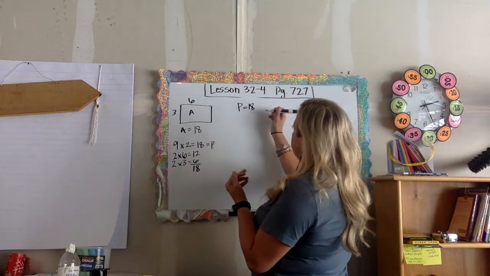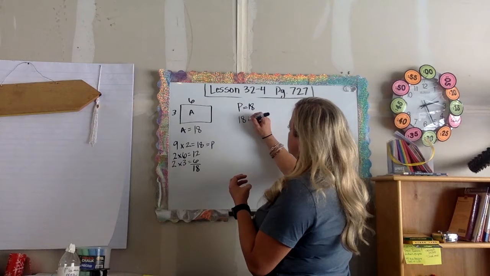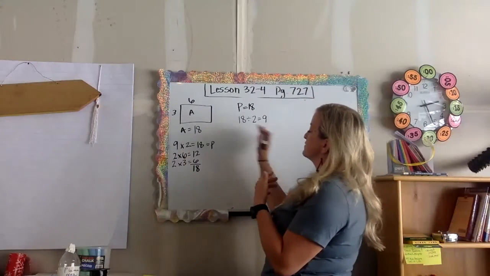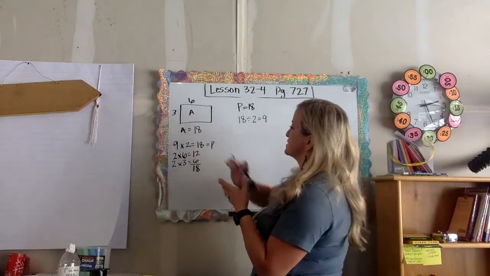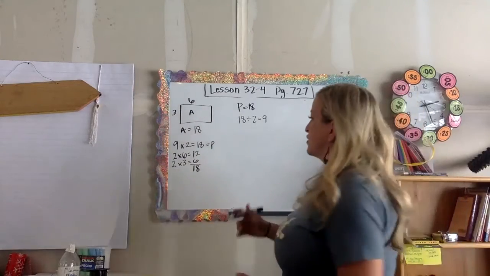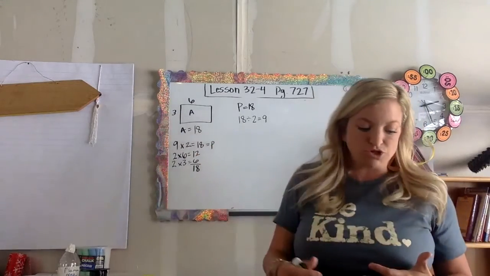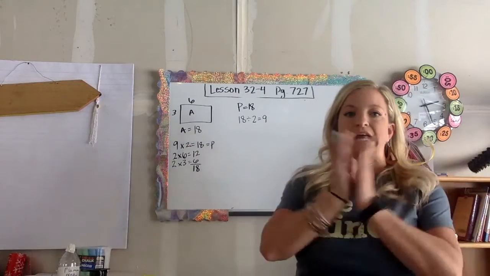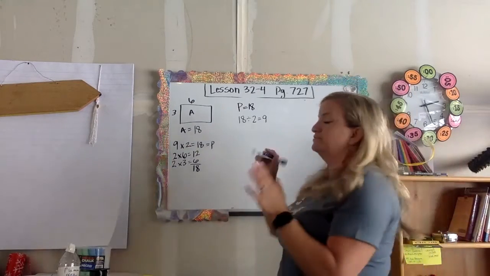So the perimeter, 18 divided by 2 is 9. So I know that my sides have to equal 9. 3 plus 6 is 9. But I can't use 3 and 6 because then I will get the same area, which is 18. This new shape has to have a different area. So let's think of 2 numbers that I can add together that'll get me to 9.